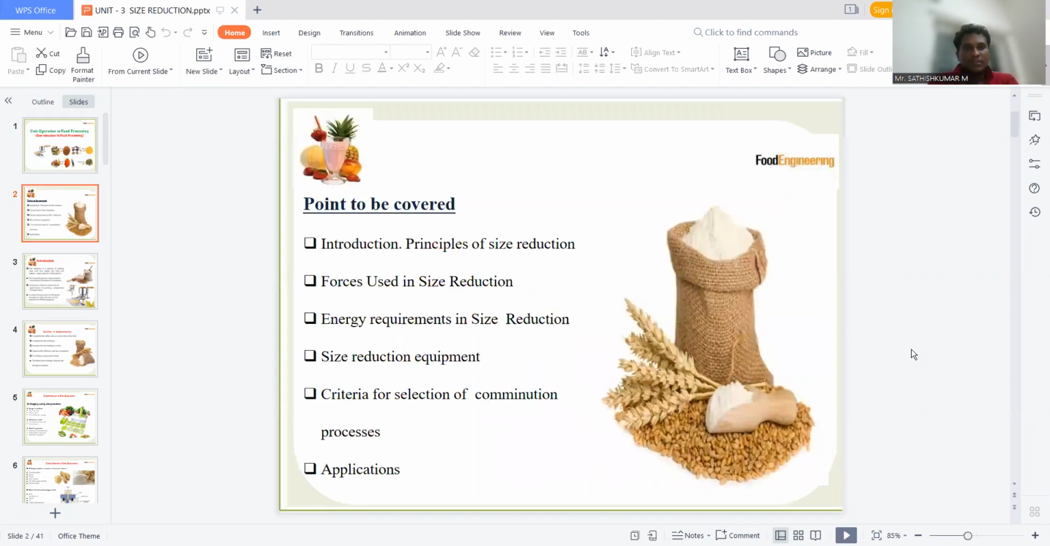In this presentation, what are all the points going to be covered? First one, introduction and principles of size reduction. Second one, forces used in size reduction. Third one, energy requirements in size reduction. Fourth one, size reduction equipment. Fifth one, criteria for selection of the combination process or size reduction process. And sixth one, the applications of size reduction in food industries or processing industries.